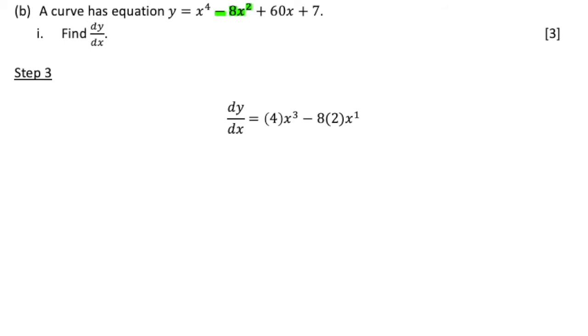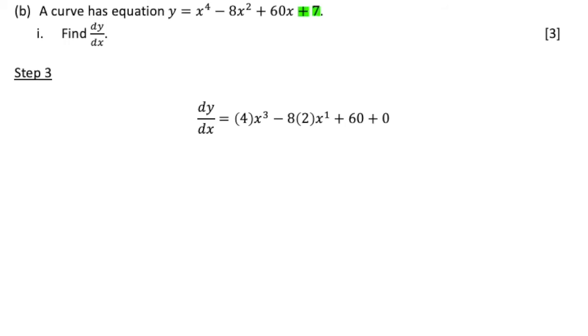The next term is just a constant times x. Feel free just to quote the rule that the derivative of a constant times x is just that constant. So positive 60 times x differentiates to give positive 60. And the last term is dead easy. Whenever you differentiate a constant, you get 0.